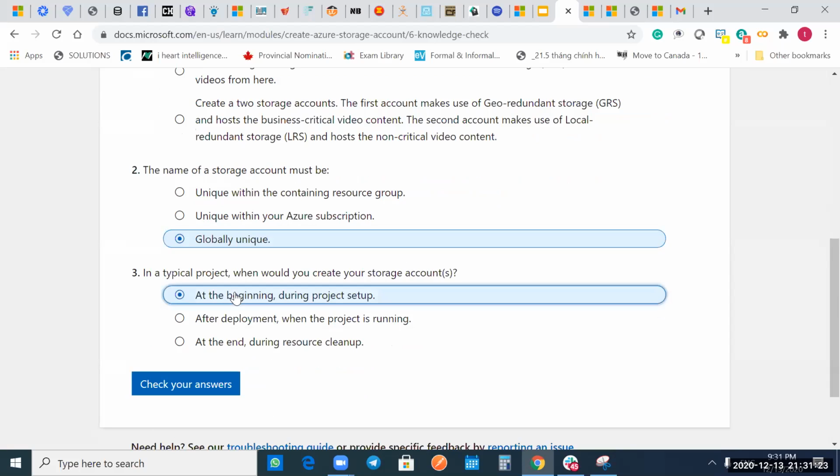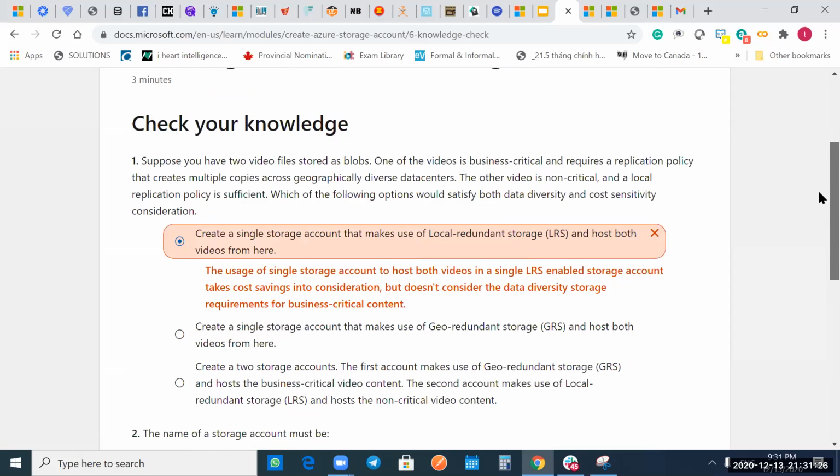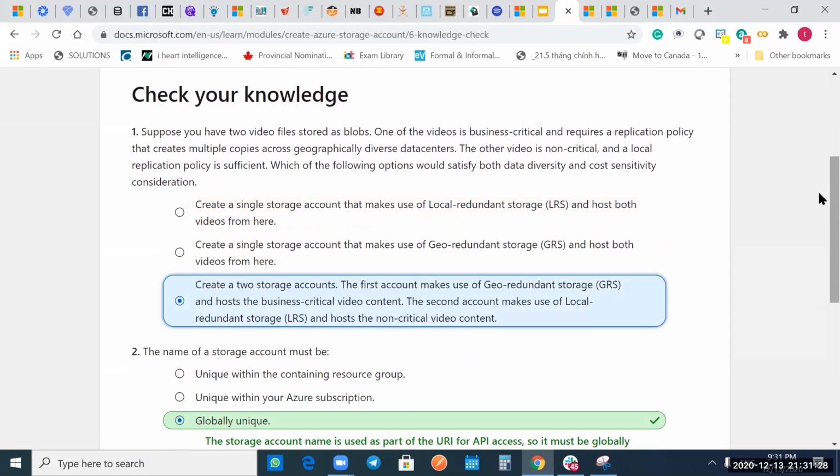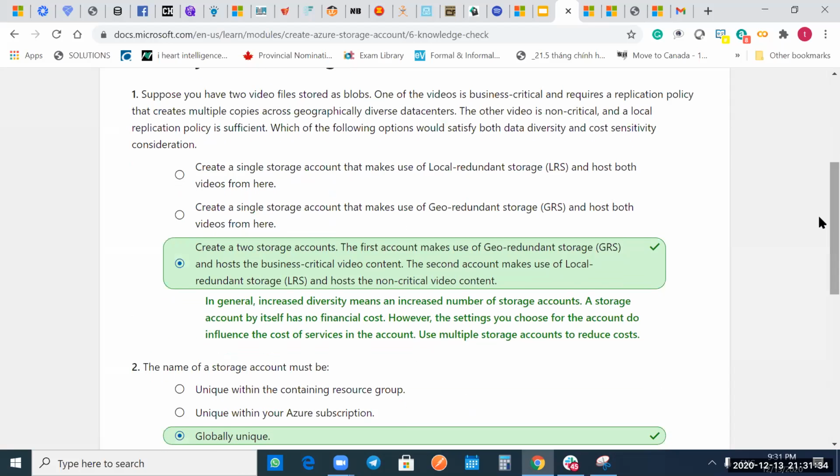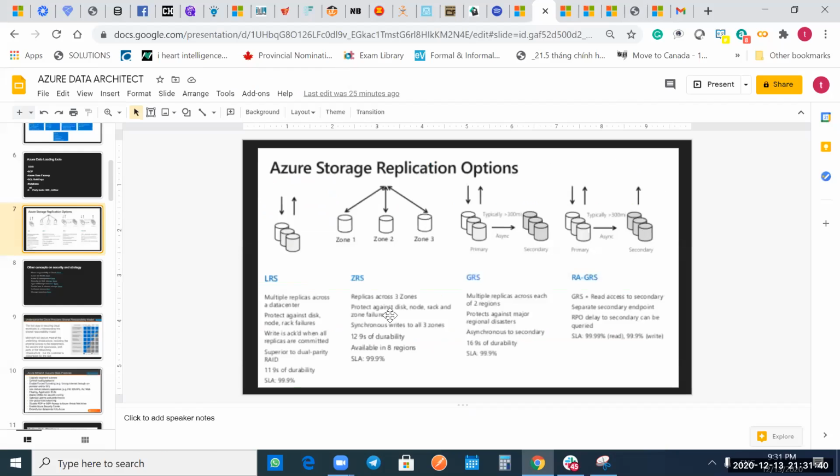Okay, let's see. This one is correct, this one is not correct. So why is LRS not correct? If you look at this chart, LRS only replicates across the data center, and it only protects against things like this, not rack failures. So if you have some issues with the hardware in one data center, then you have another data center to rely on, and this is the default option.